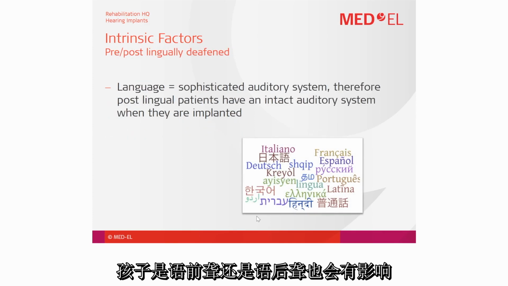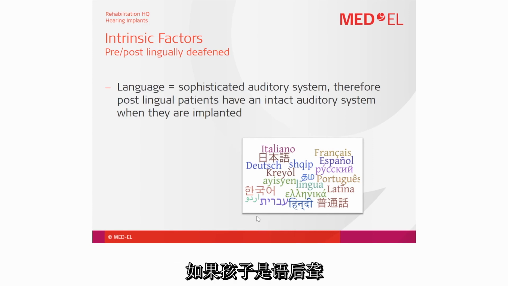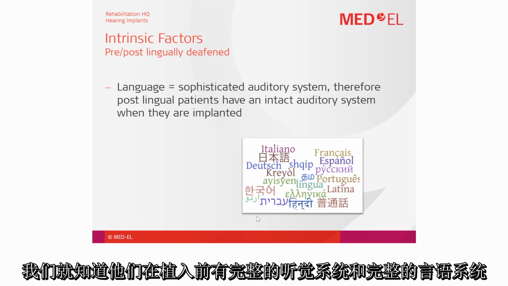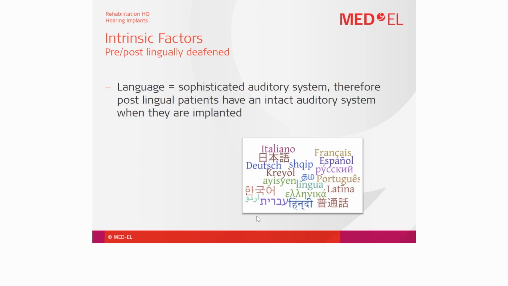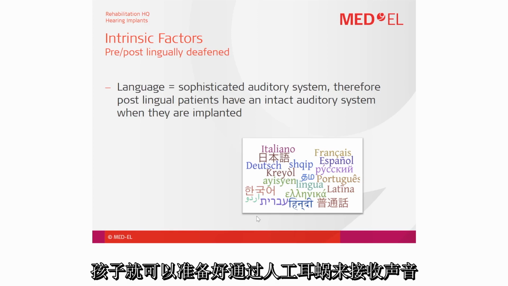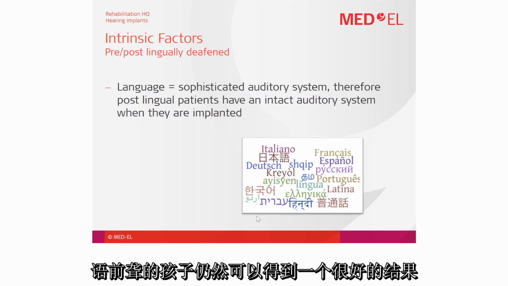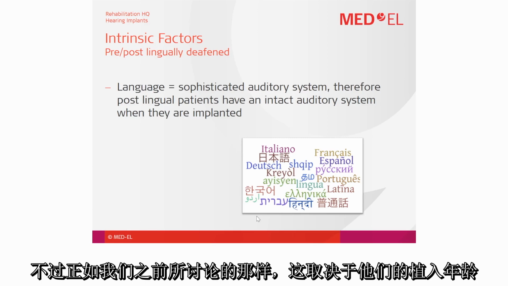Whether a child is pre or post-lingually deafened can make a difference. Really, if a child is post-lingually deafened, then we know that they had an intact auditory system and an intact language system pre-implant. So that system was there and it was built ready to receive the sound from a cochlear implant. A child who's pre-lingually deafened can still have an excellent outcome. It is, however, dependent on the age at which they received their implant, as we discussed previously.